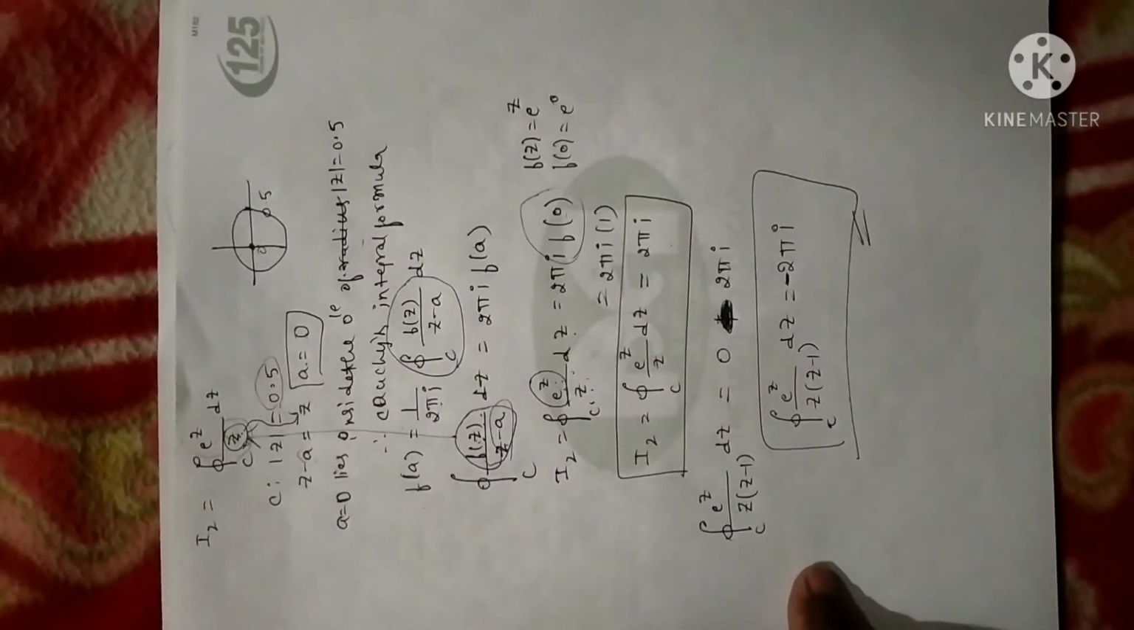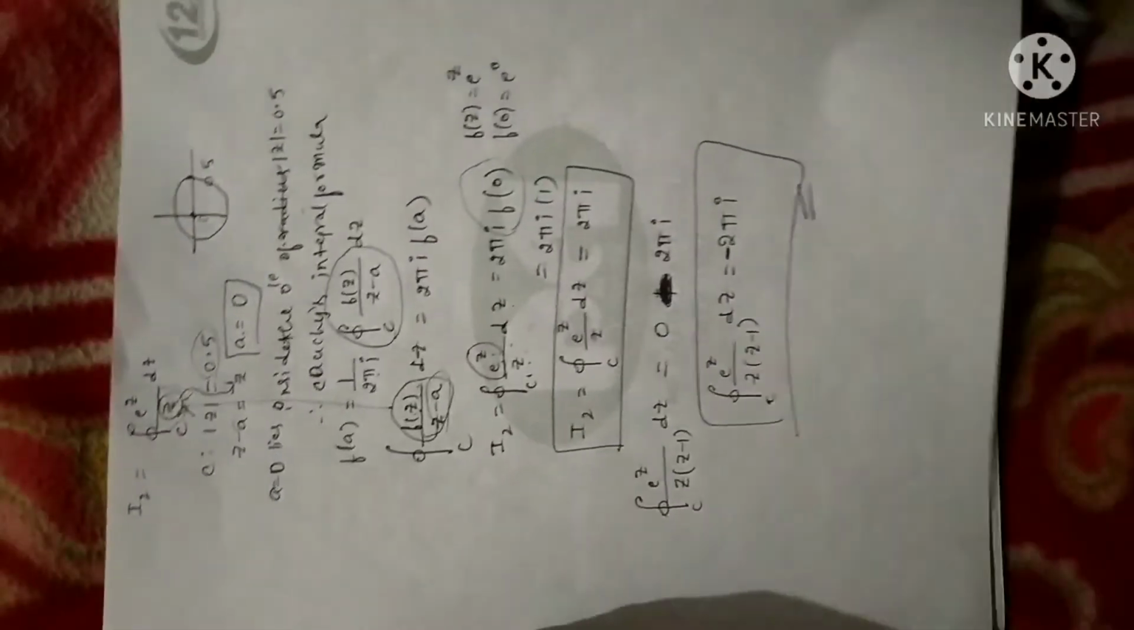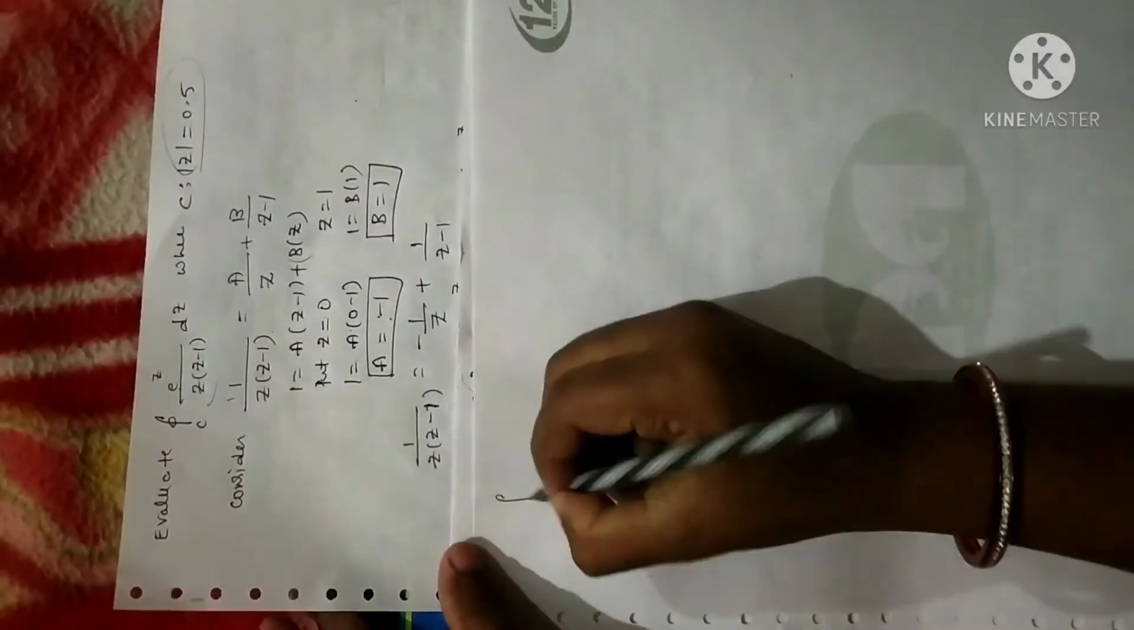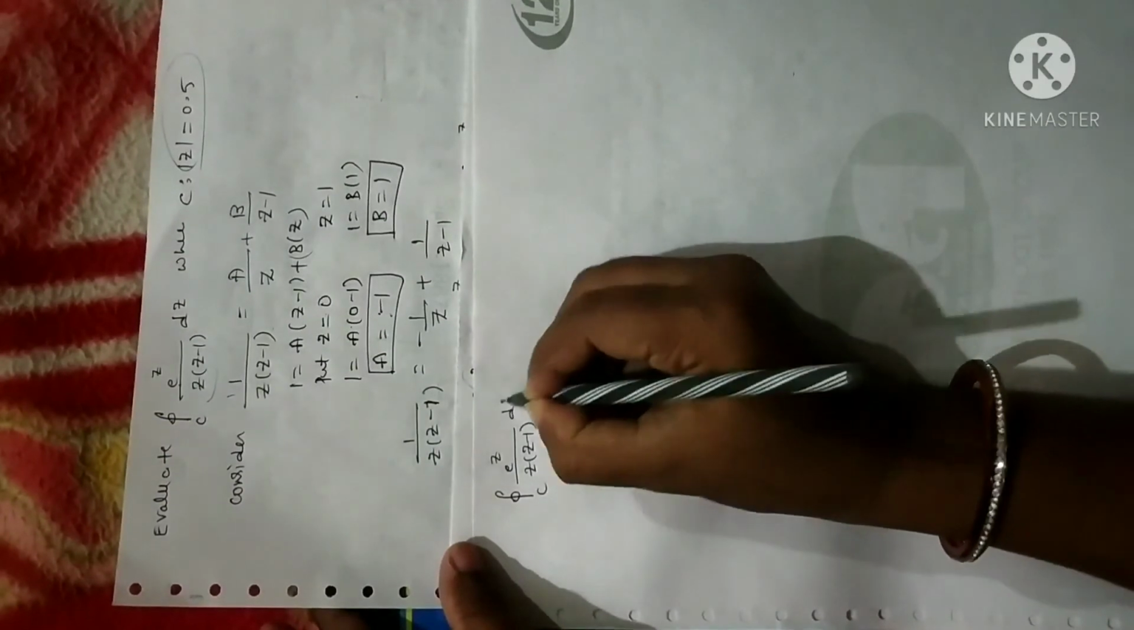Now let me solve one more problem. We have a second method, right? I have explained one method only, so you can solve the same problem using the second method and you will get the same answer. Let me solve by using the second method. So let me write the problem here. What is the problem we have? Integral over c of e power z divided by z into z minus 1 dz.